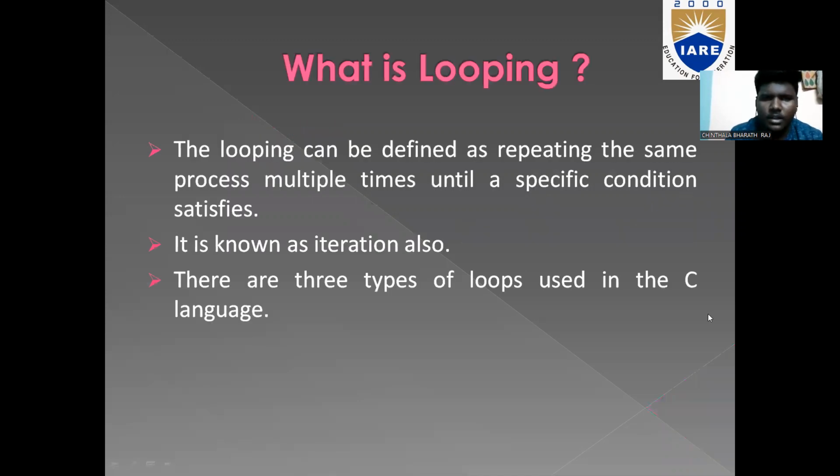Before that, we will see what is looping. Looping can be defined as repeating the same process multiple times until a specific condition is satisfied. It is also known as iteration. There are three types of loops used in C language.